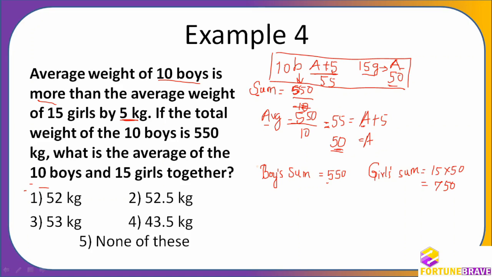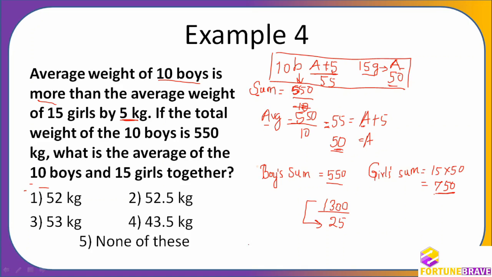Then what we did, we found the sum of boys, which is given, then we found the sum of girls. Now they are asking for both together, so together means we will add the sums and then divide by the total number, which is 25. So 550 plus 750 will be how much? 1300. 1300 divided by 25. How much?